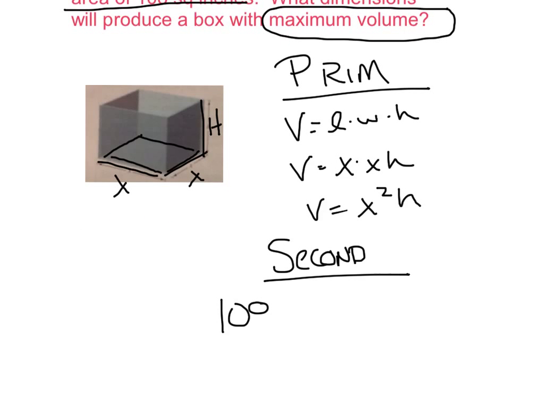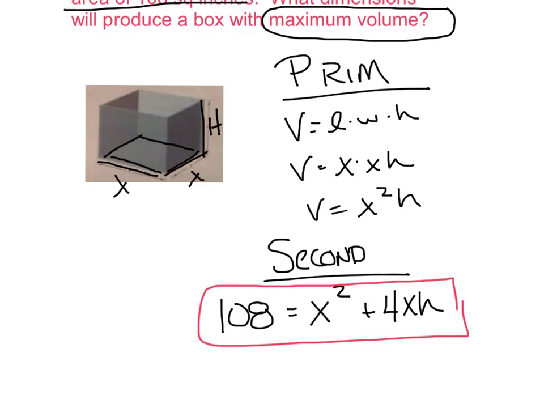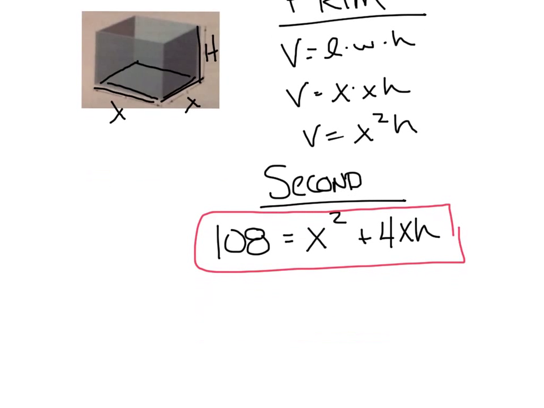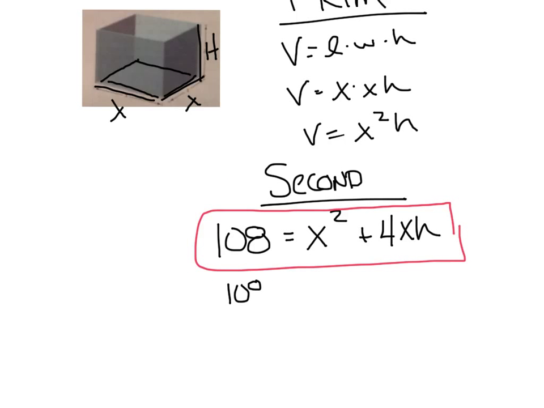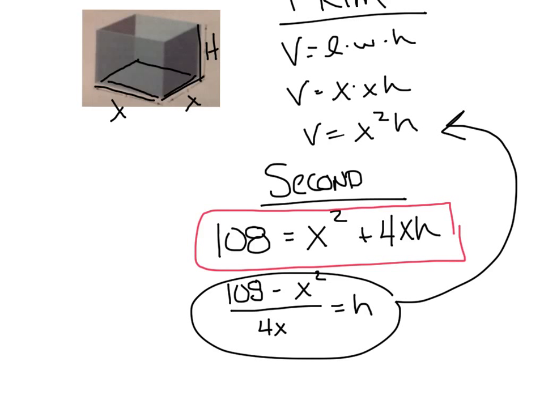I would say 108 is equal to the sum of all the surfaces. Well, the bottom surface is x squared, and remember, there is only one of those. And then I have the 4 equal sides, which are x by h, so I'm going to say 4xh. Now, my goal is to put my primary in terms of one function. So I would say to myself, it's probably easier to solve this equation for h than it is for x. So I'm going to quickly solve that for h and say that's 108 minus x squared divided by 4x. And I'm going to substitute that h into my primary equation.